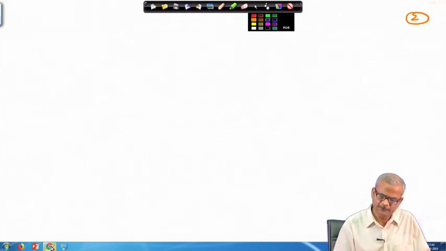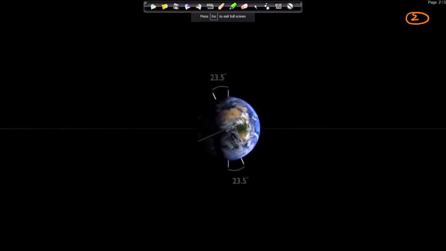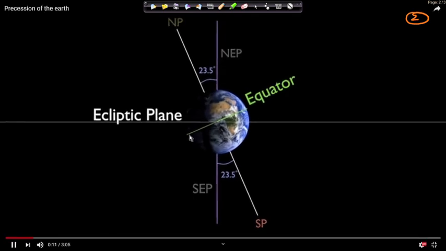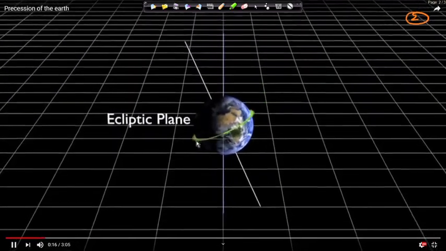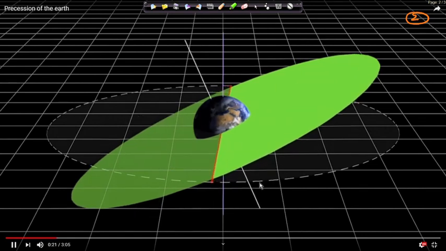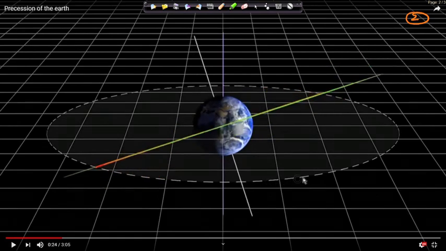Okay. So, let us look into this video. This is from YouTube. If you see this particular line here, this is the equatorial plane, the green plane which is shown, and the dotted line here is called the ecliptic plane.